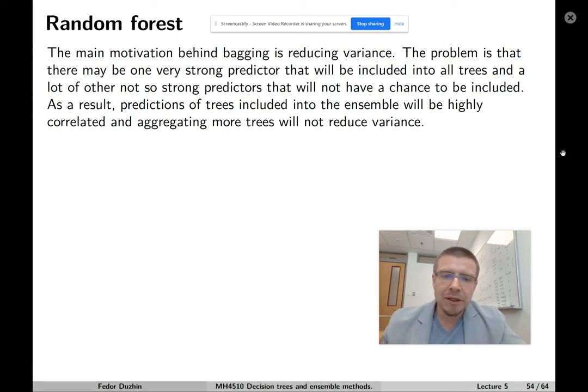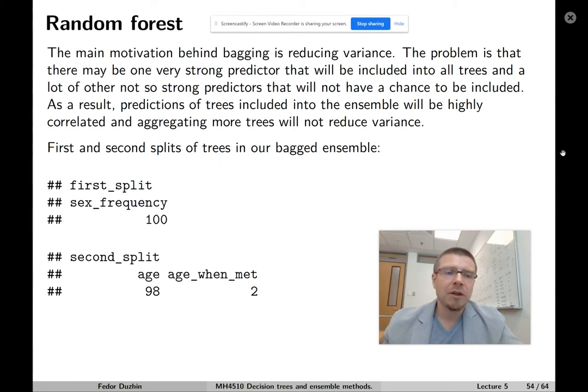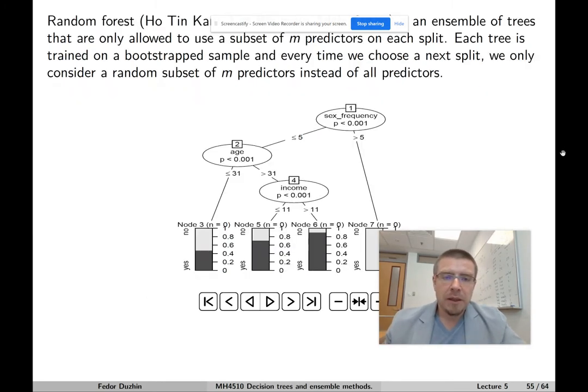And this is what happened in our data set, right? So if you look at all these first splits and all the second splits of all 98 trees in our bagged ensemble, the first split is always the same, it is the sex frequency, which is an extremely strong predictor. And the second split is in 98 out of 100 cases age, right? So in 2 other cases it is age when met.